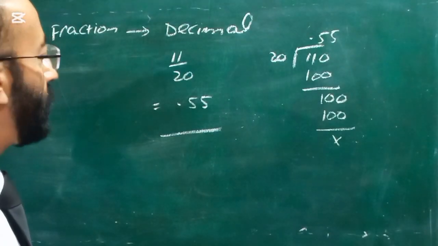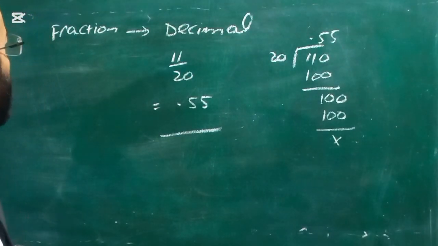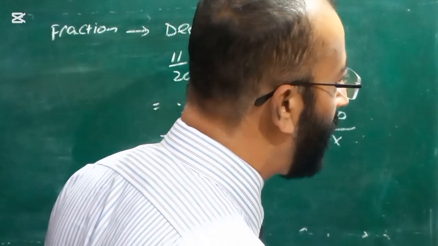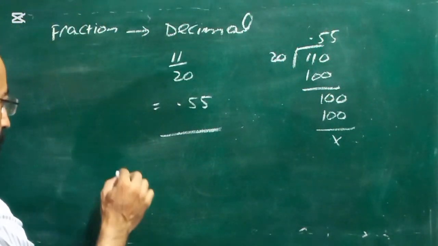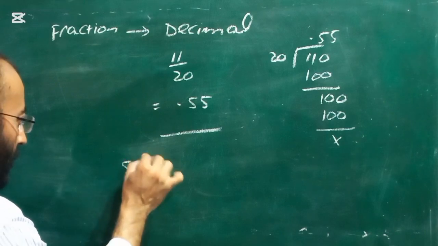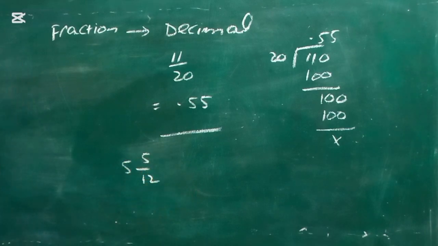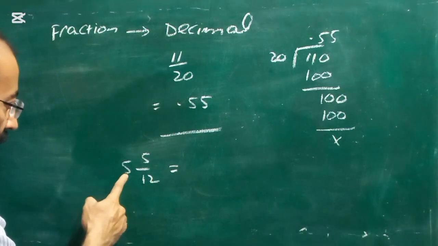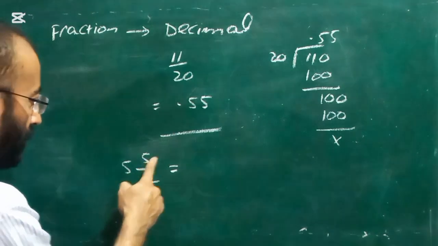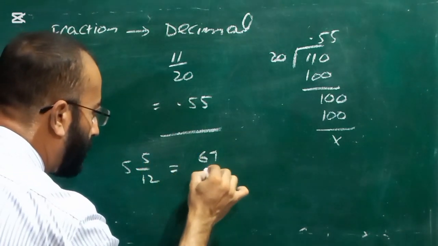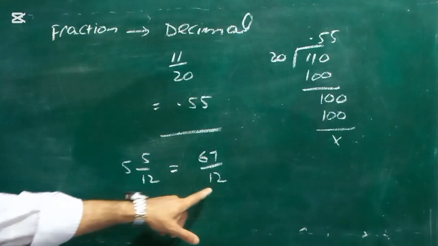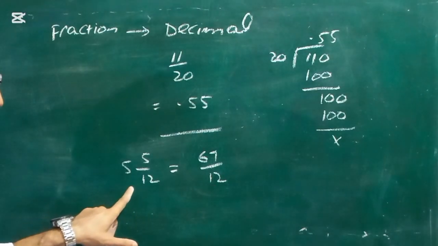Here is another question. The statement is the same. Fraction to decimal is the requirement. For example, we have a question 5 whole number 5 by 12. So this is actually a mixed number. First, we will convert this number into an improper fraction. So 12 5s are 60, plus 5, 67. Divided by 12, the denominator will remain as it is. So this is the fraction which is actually equal to the mixed number.